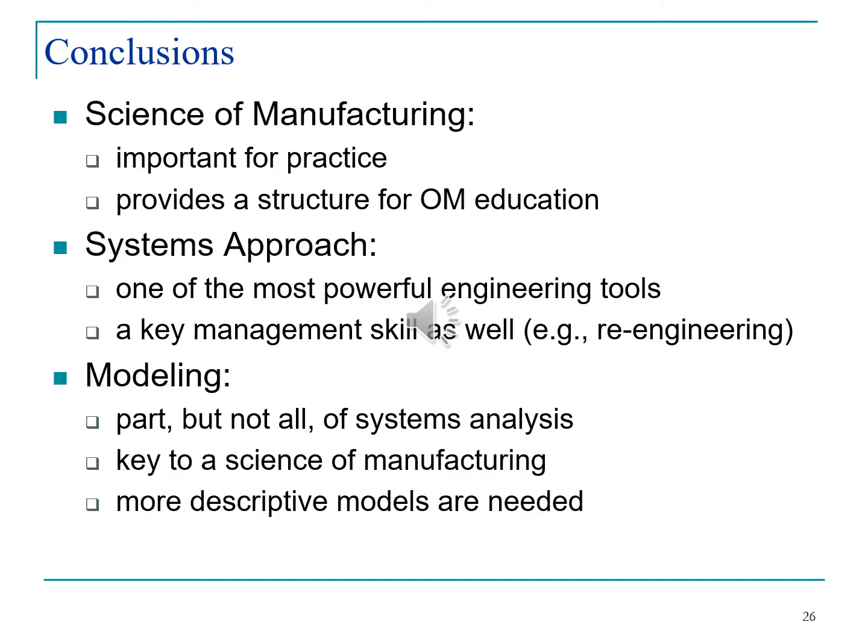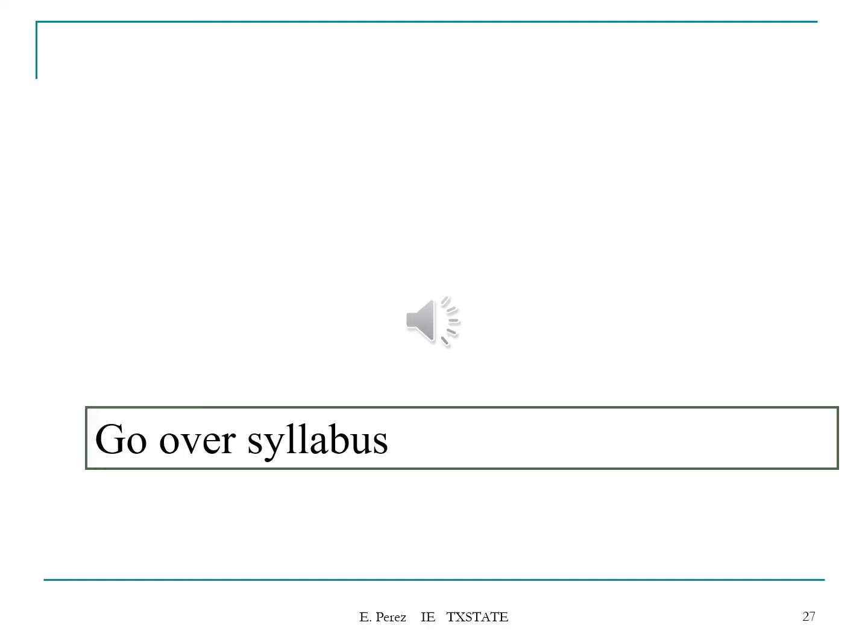So in conclusion, after this introduction, we have a science of manufacturing, which is important for practice and provides a structure for operations management education. We're going to follow a systems approach, one of the most powerful engineering tools and a key for management skills as well as re-engineering. And then the modeling piece, which is part but not all of the system analysis, and is key to a science of manufacturing. And we need more descriptive models for the analysis. So now we're going to go over the syllabus.